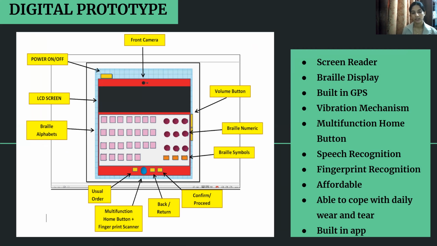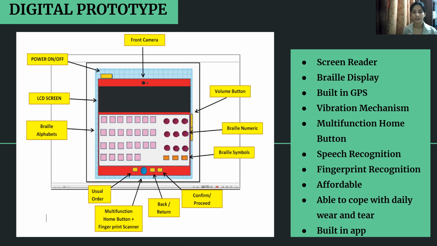A multifunction home button, which also includes a fingerprint scanner for verification purposes. And then the far left would be the usual order button. This is when they just have to click once and they can order their usual order. They can proceed to checkout after that. So going up would be Braille alphabets, the LCD screen, and the power on or off button. Besides all these features in the digital prototype that we created, we have built-in features such as screen reader.